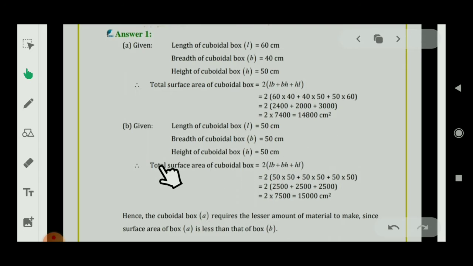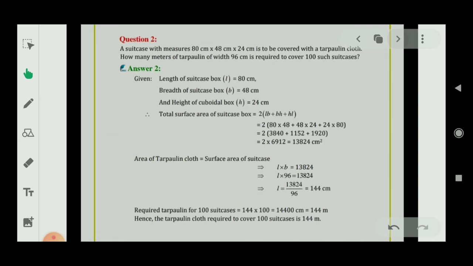Similarly, students, you have to put the values of L, B, H in the formula. Then the total surface area of this box is 15,000 centimeter square. And now students, you can see clearly which box has the lesser amount. You can see A part's box is the lesser amount. Let's see question number 2.